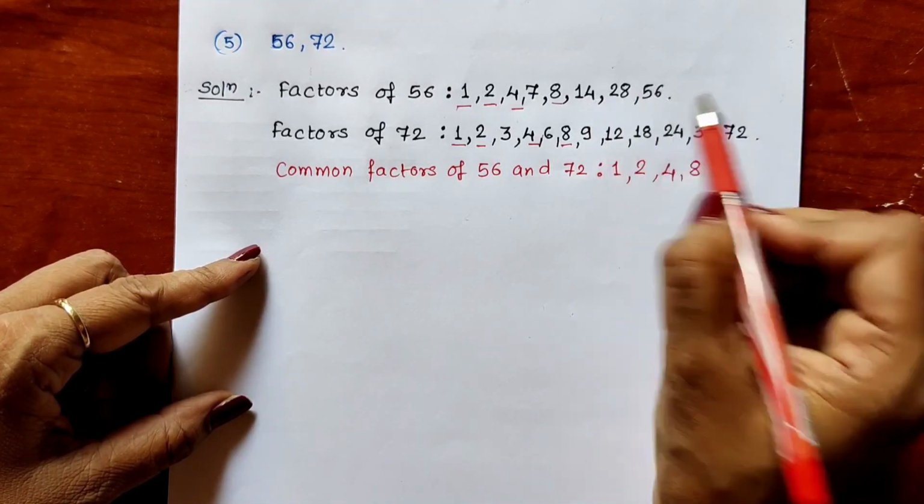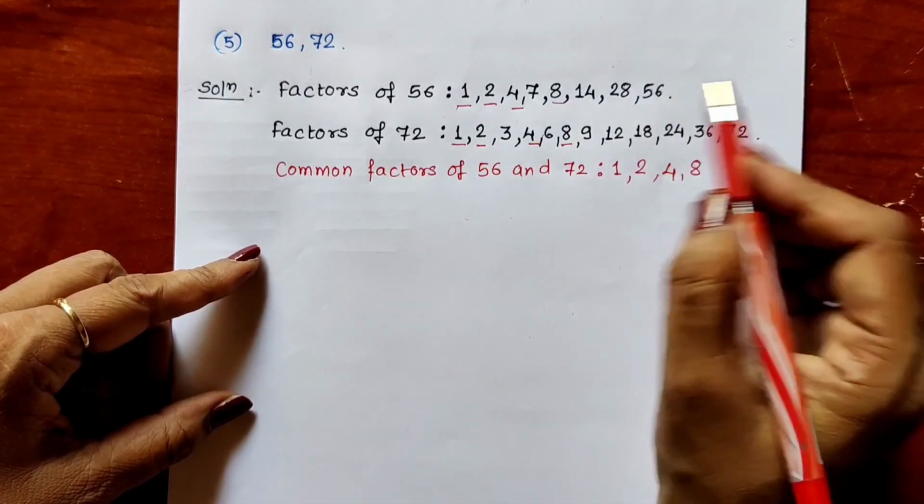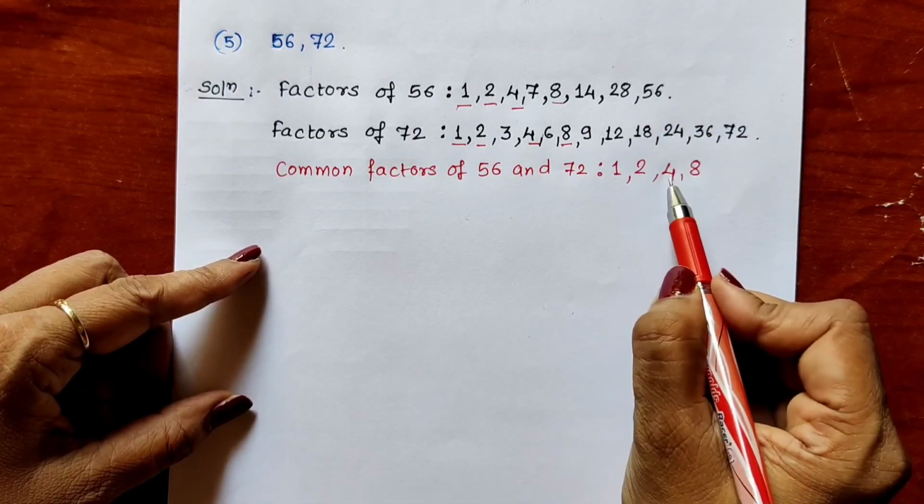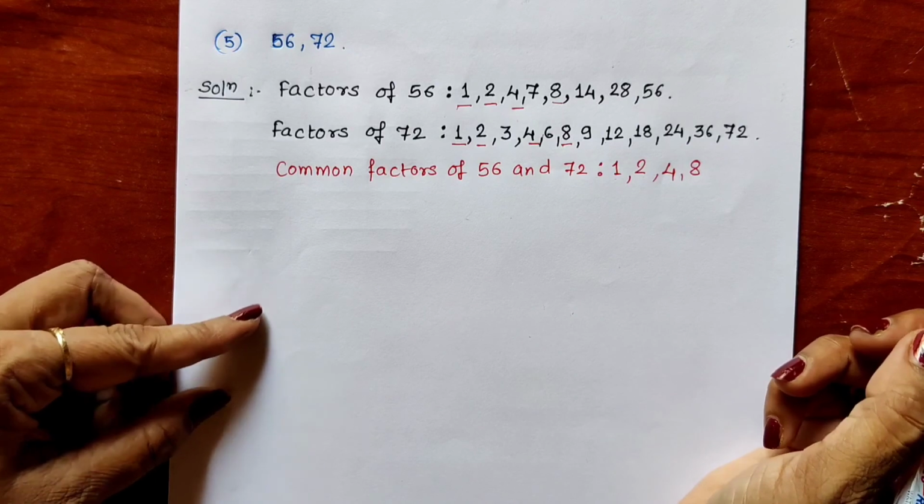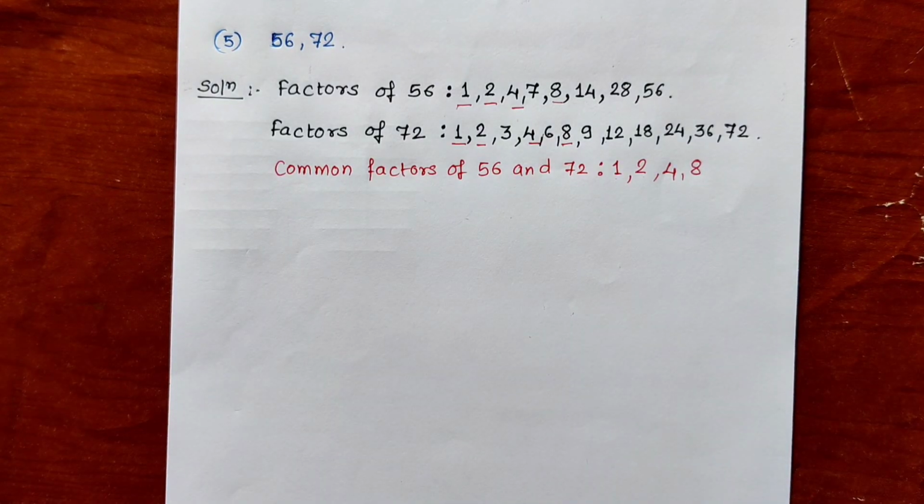Here 14, 28. So that means what? No other common factor beside 1, 2, 4 and 8. So in this way we have to first find all the factors, and then we can underline the common factors and write the common factors. So in this way we have completed the questions of practice set 23.